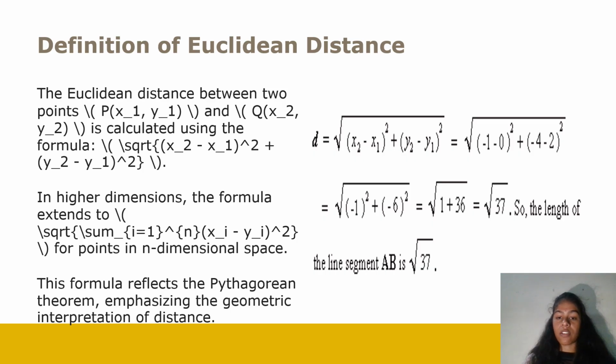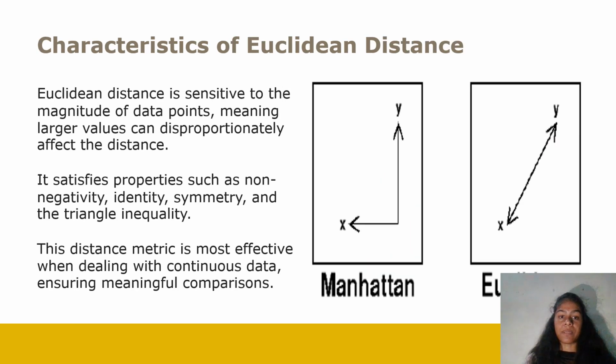And here we can see the formula: d equals root of (x2 minus x1) whole square plus (y2 minus y1) whole square, equals root of (minus 1 minus 0) whole square plus (minus 4 minus 2) whole square. Here we took the numbers 1, 0, 4, 2. That equals root of (minus 1) whole square plus (minus 6) whole square, equals root of 1 plus 36, equals root 37. So the length of the line segment AB is root 37.